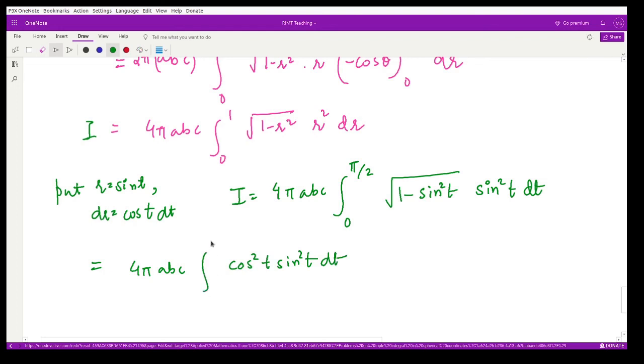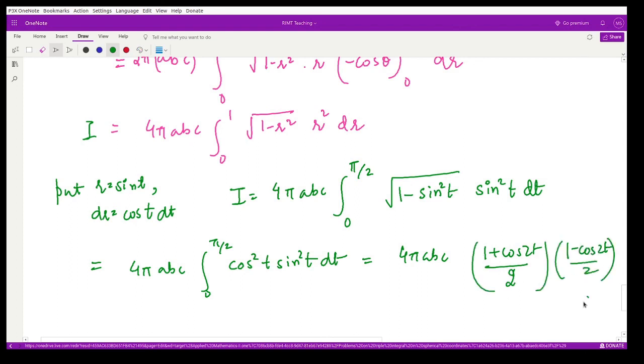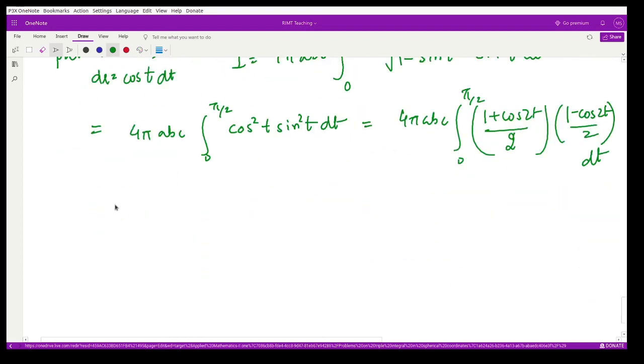Now we have to use the double angle concept in order to solve this integration. So it would be 1 plus cos 2t by 2, and then you have 1 minus cos 2t divided by 2 dt, right? Integration from 0 to pi by 2. So this is equal to 4 pi ABC as such, and this 4 is taken outside, and we have 1 minus cos square 2t, and the integration from 0 to pi by 2 dt.